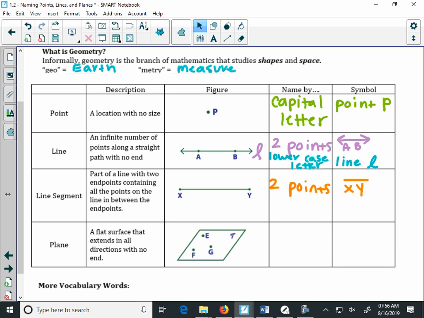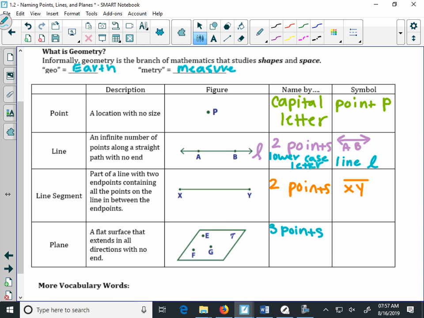And there's going to be points inside the plane. There's going to be lines inside the plane. There might be another plane intersecting it. But this is generally what a plane is going to look like, this tilted quadrilateral. Okay, that's a plane. We name a plane by using 3 points, and it's really important.